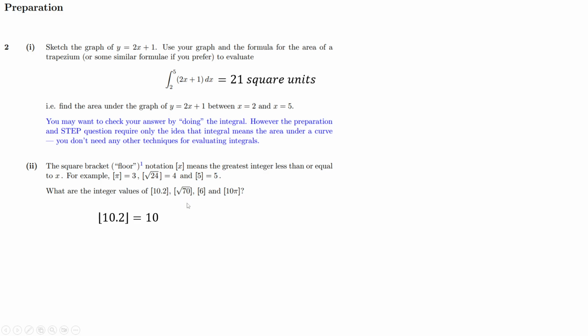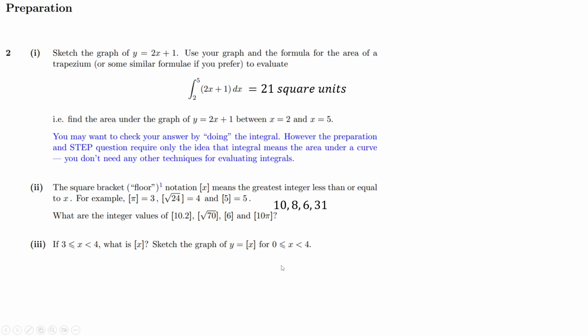10.2 obviously becomes 10. Root 70 is around 8.5 maybe, because it's between root 81, which is 9, and root 64, which is 8. So it's like 8.5 maybe. That truncates down to 8, and then, oh no, sorry, 6 is just 6, obviously. 10 pi is like 31.4, that truncates down to 31. If x is between 3 and 4, 3 inclusive, it's going to be like 3 point something. Whatever it is, it's just going to round down to a 3.